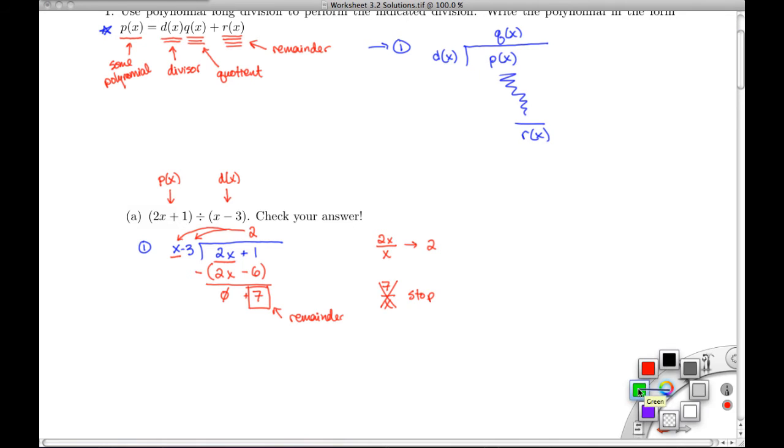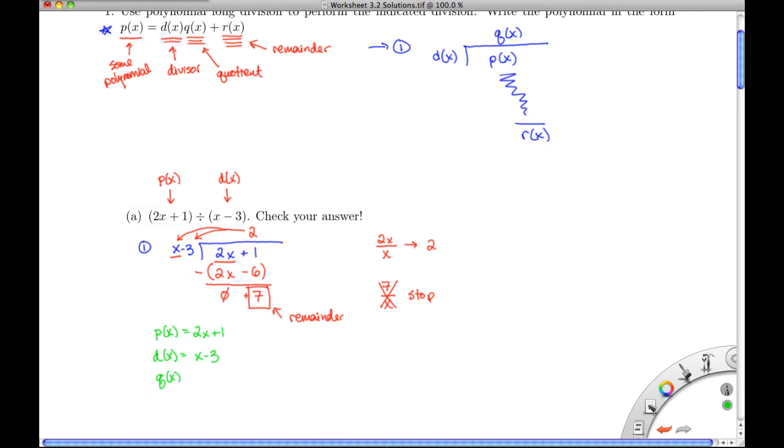If we take stock of each of these pieces, we see that our original function, the p of x, was 2x plus 1. Our divisor, or d of x, was x minus 3. Our quotient, q of x, is actually this 2, because it's the only term that's left. So our q of x is going to be 2. And in this particular case, we do have a remainder, r of x, which is just 7.